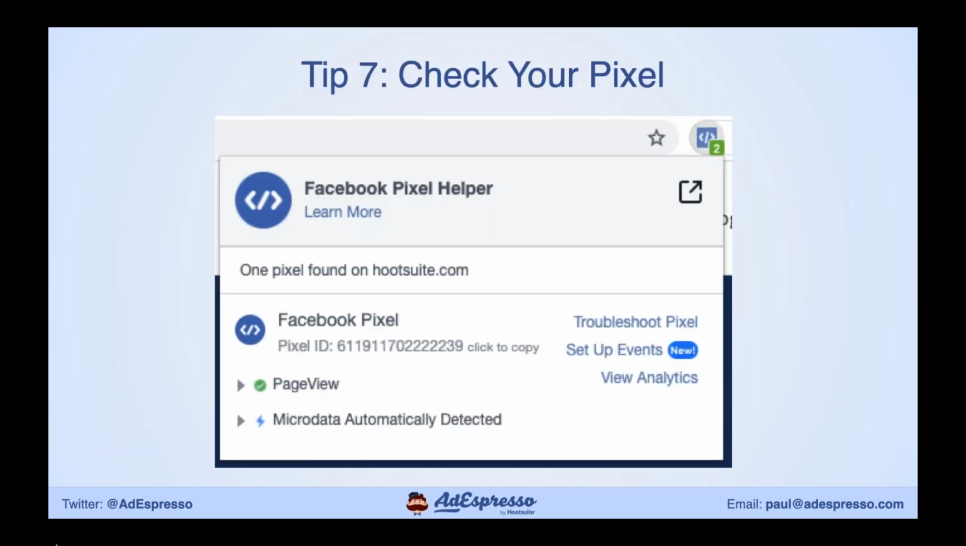Another tip, very simple, but check that your pixel's working. Of the campaigns that I've done, I've probably done several hundred where people are saying, hey, I'm not getting any leads, and we check it and they're getting plenty of leads, but their pixel just isn't firing properly. You can use Facebook Pixel Helper. This is a free add-on for Google Chrome. You can get that there in the extension store.